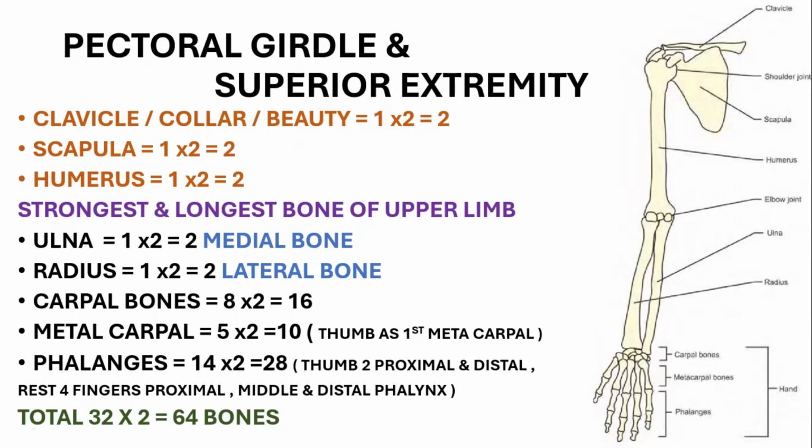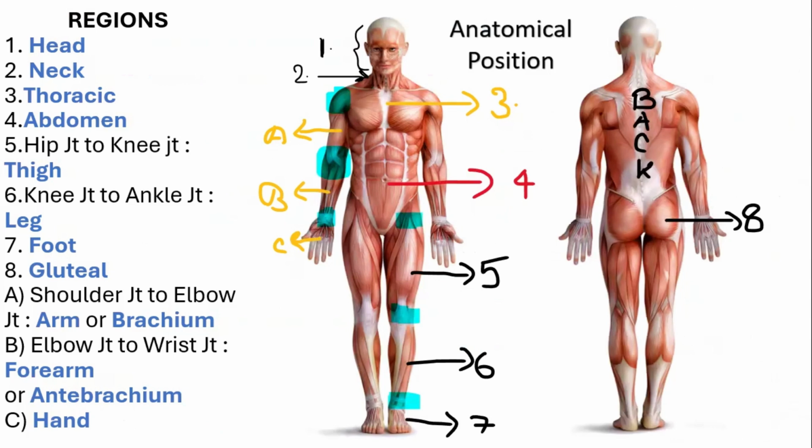Now you will ask me which bone is radius and which is ulna. Let's move on to the anatomical position. We know this is the midline; towards the midline is called medial, and away from the midline is called lateral. If you stand in anatomical position, please do stand if you want to learn, because anatomy is a very practical subject. In anatomical position, the little finger is towards the body and the thumb is away from the body.